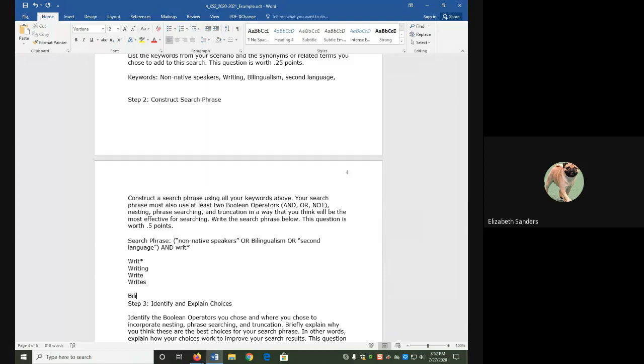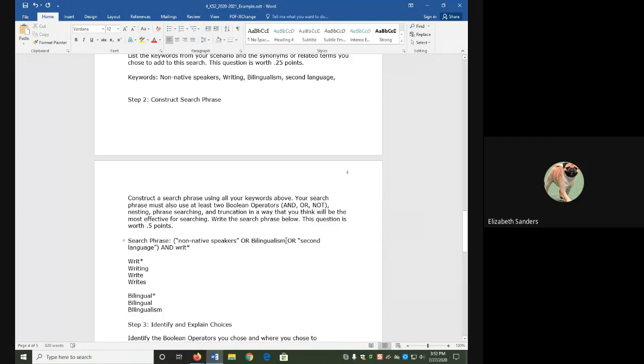Similarly, if I use the truncation for bilingual, I'll get it as a single word and I'll get it as an idea. So it's a way to get some variations that would be helpful to me. This then is my complete search phrase.